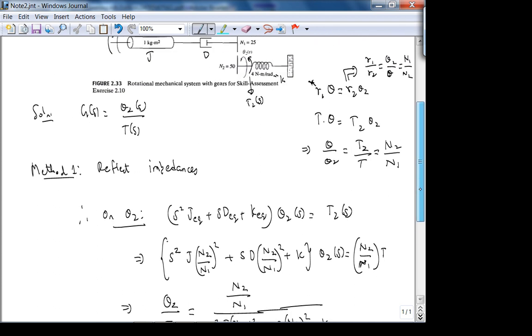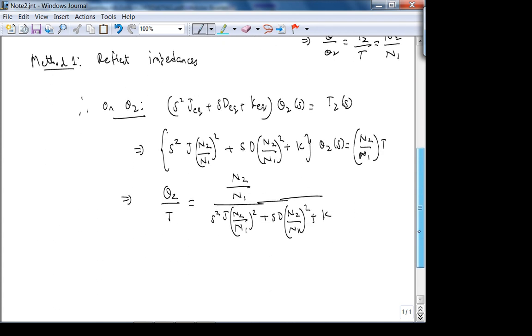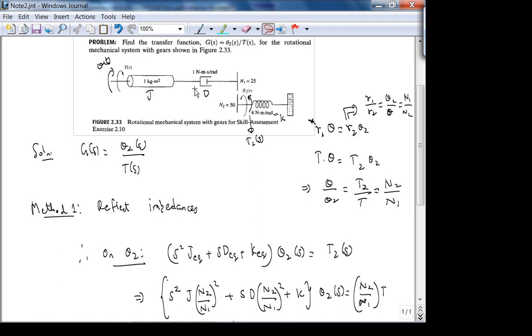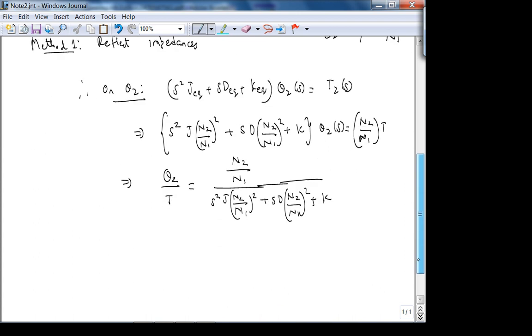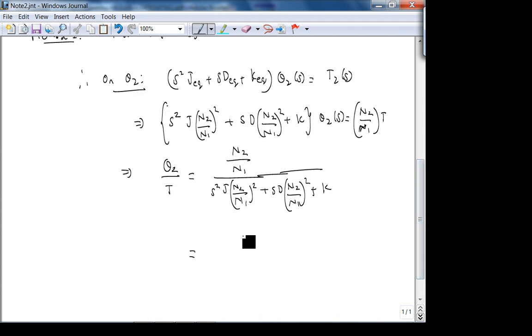Okay? So N2 is 50, N1 is 25. The magnitude of these two impedances is 1. The magnitude of this one is 4, okay? So this is 50 over 25. Let me just plug it in, straight up: 2 over S squared. So this is also 2, but 2 squared is 4. J is 1, yes? This is also 4, correct?